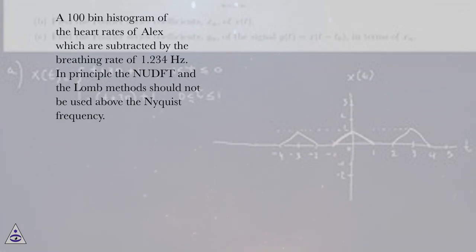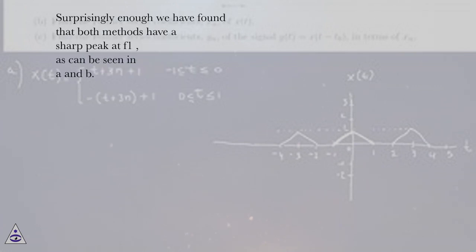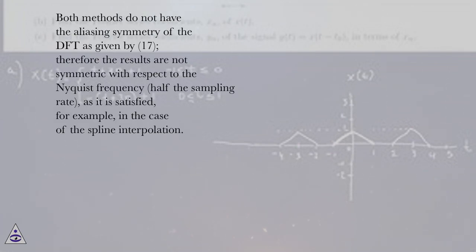In principle, the NUT and the LAM methods should not be used above the Nyquist frequency. Surprisingly enough, we have found that both methods have a sharp peak at f1, as can be seen in the A and B. Both methods do not have the aliasing symmetry of the DFT as given by 17, therefore the results are not symmetric with respect to the Nyquist frequency, half the sampling rate, as it is satisfied, for example, in the case of the spline interpolation.